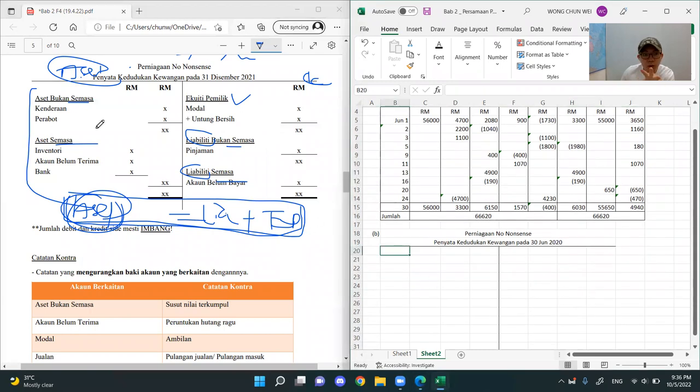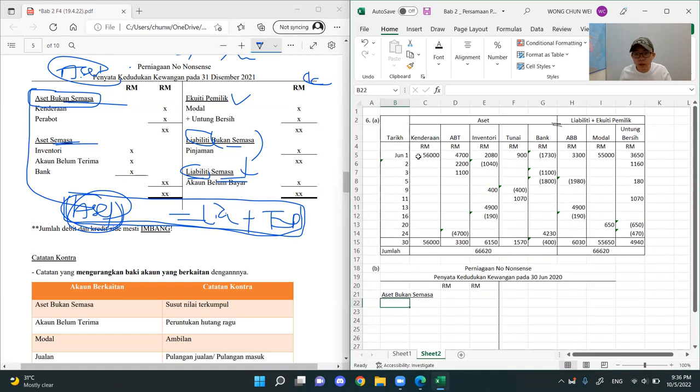Always start off with your asset bukan semasa first, then your asset semasa. Same thing for liability: start with your liability bukan semasa first, then your liability semasa. Here, first give the unit, Ringgit Malaysia. First will be your asset bukan semasa, so you have to know which one is asset bukan semasa and which one is asset semasa.